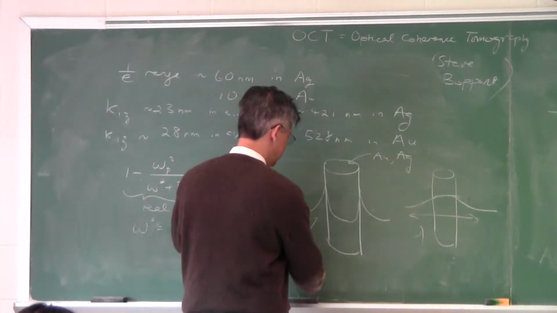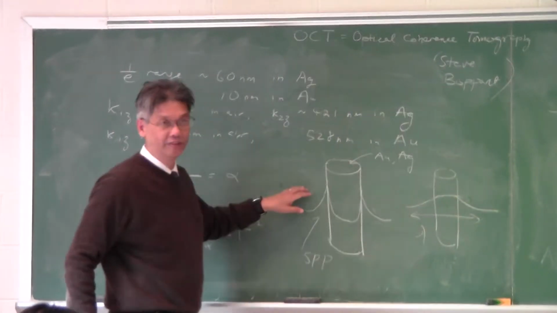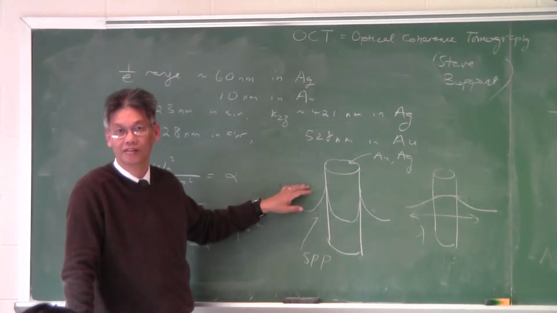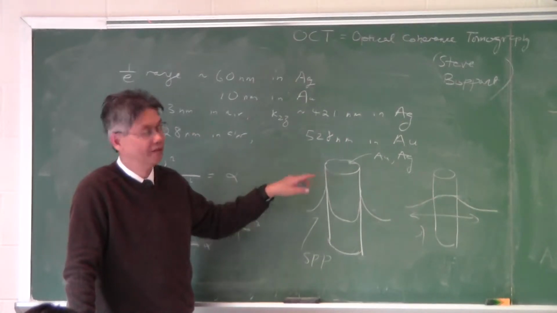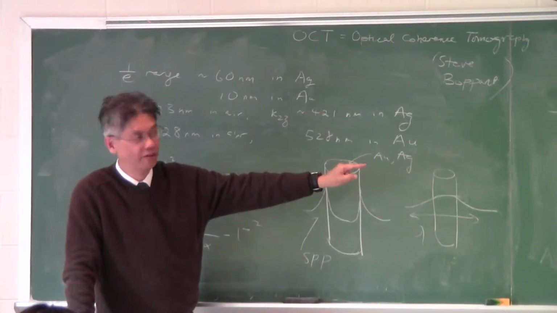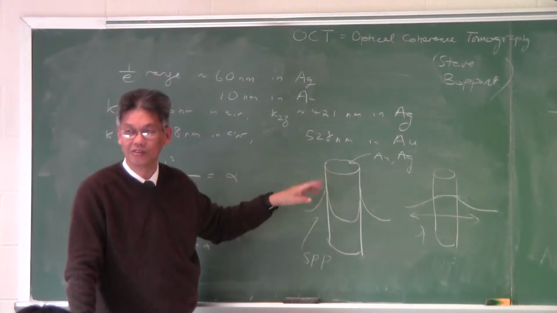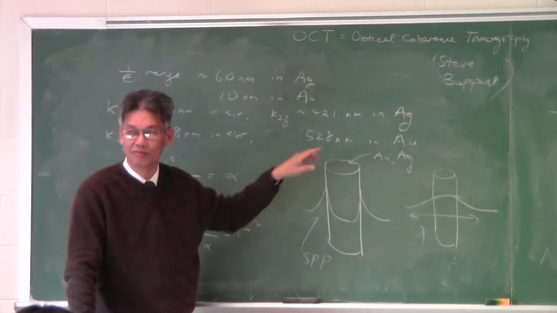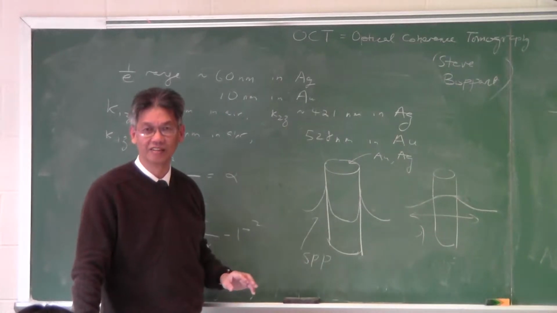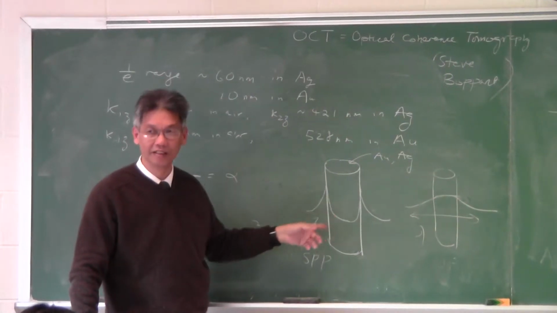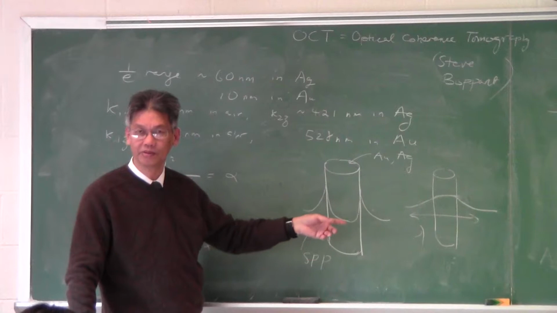SPP on the Y. Of course, you have to solve the Bessel function equation for this to get SPP. Not that simple Fresnel reflection coefficient. You have to go through chapter, is it chapter 3? Yeah, chapter 3 of my book. Solve the cylindrical coordinate problem, look for those guided modes, and you'll find those modes.